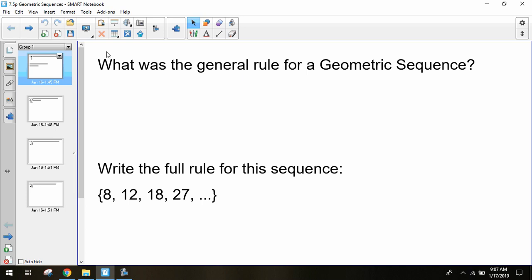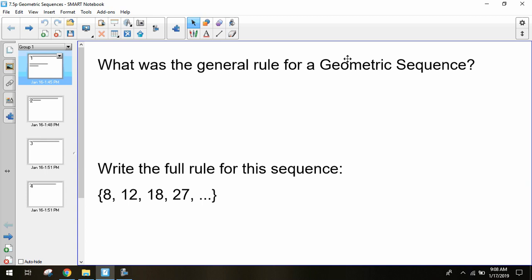So on Tuesday, we were talking about geometric sequences. We had two types of sequences: arithmetic sequences and geometric sequences. Arithmetic sequences are when we were increasing by a constant difference, like adding 3 every time or subtracting 2. We had those patterns that were consistent every single time.